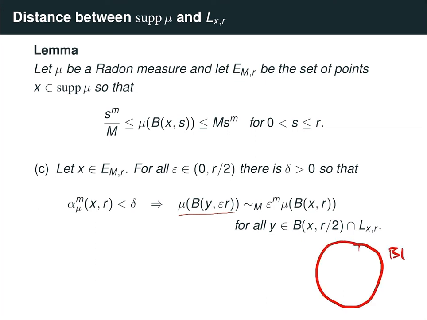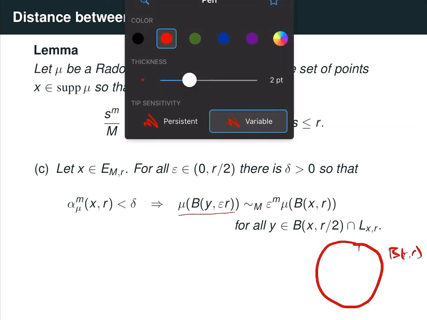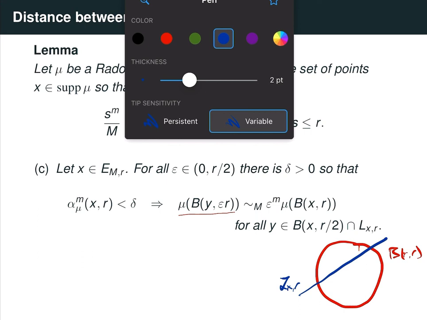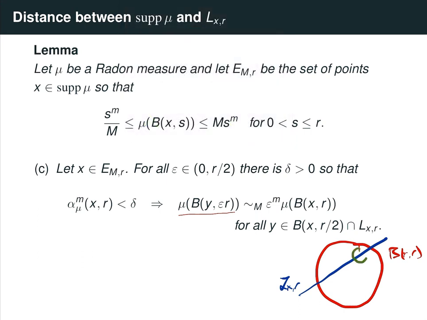So here's the ball centered at x of radius r, and let's say this is the measure L_{x,r}, so its support is equal to L_{x,r}. So what this is saying is that if we have a ball centered on this line whose radius is epsilon times the radius of the original ball, then the measure of this ball with respect to mu is approximately epsilon to the m times mu of the top ball. So this should make sense.